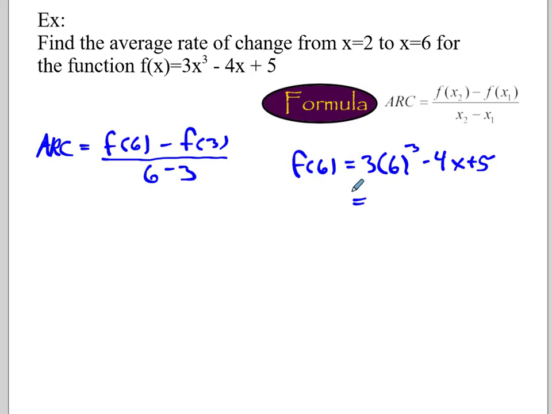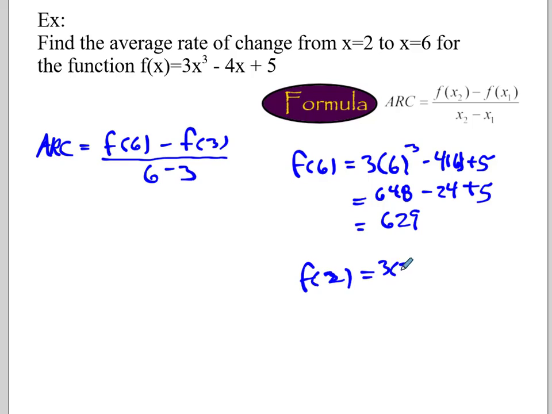Hopefully my calculator works. So 6 cubed, 216 times 3, minus, oops, I didn't put a 6 in here. I've missed my 6, so we'll put a 6 in here. It's 24, so we have 648 minus 24 plus 5, and by all means check my math. My calculator's batteries are a little bit low, so just making excuses. 629. Okay, and then f of 2.